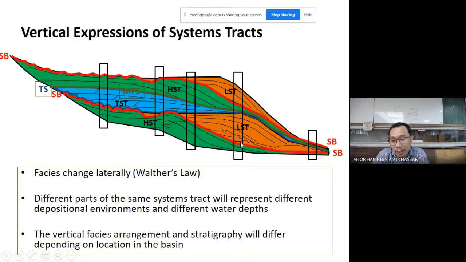The lower part is going to be lots of turbidites here, kat sini. It's going to be more deltaic here, and more shallow marine, and even fluvial at the top. Because it's prograding, it's shallowing, right? So vertical facies arrangement and stratigraphy will differ depending on location in the basin. Mana you berada, dia punya stratigraphy berbeza. Tapi kita boleh interpret lah.